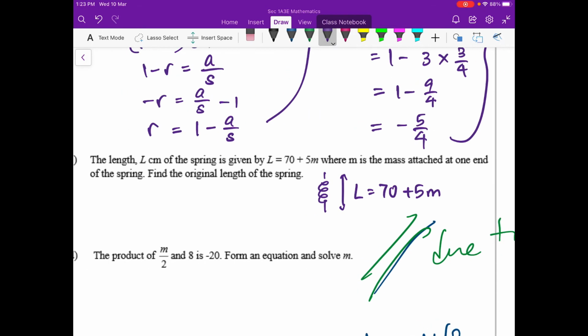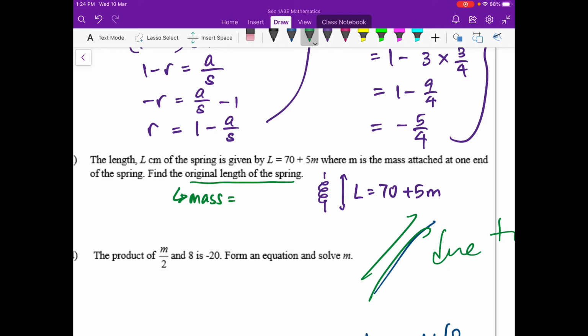Then they ask us to find the original length of the spring. So what do you think is the original length? L minus 5M is 70, no? What is the original length? So for the original length, what is the value of the mass? Mass M, what is the value when we are talking about original length?